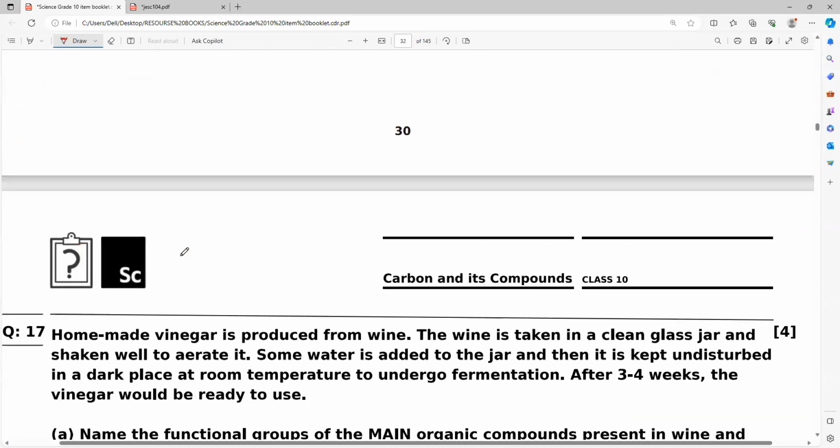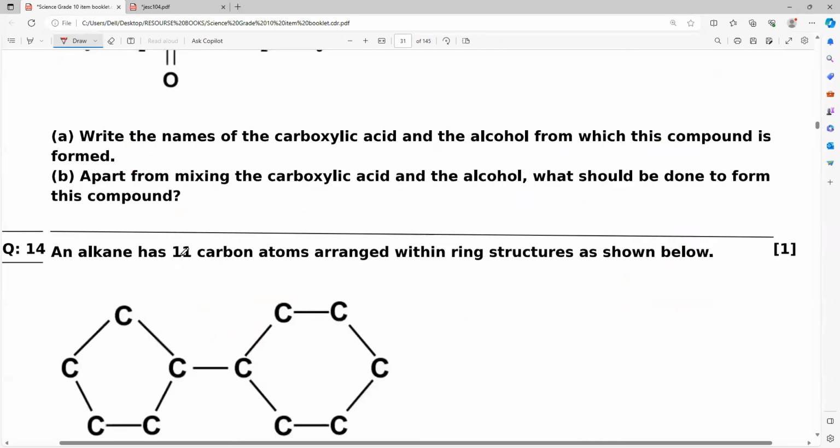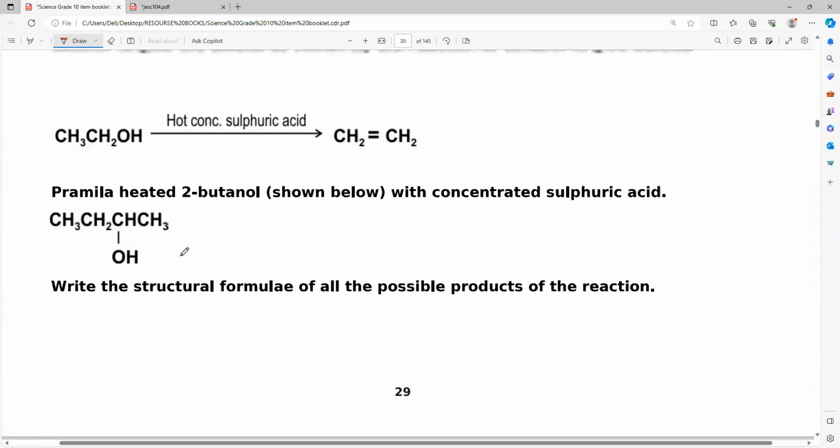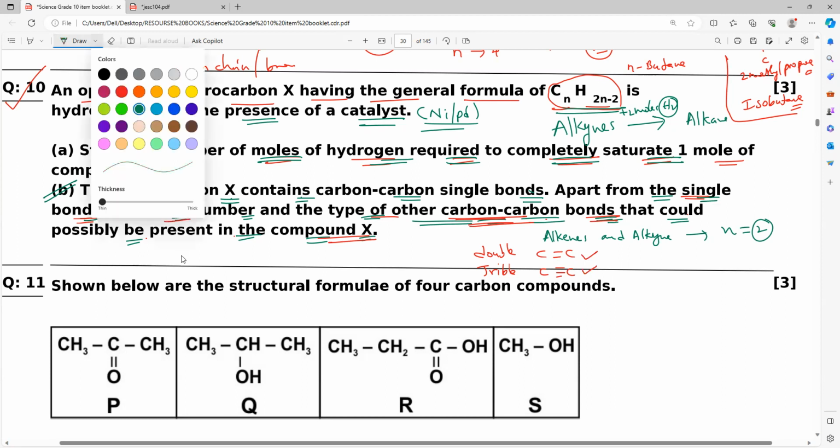See, that is the reason I'm saying how complicated it is. Suppose they ask you here, all of you remember, only possible double bonds. So what is the question? If they ask you only possible double bonds, then apart from the single bonds, state the number and type of other carbon-carbon bonds that could possibly be present in the compound X. So other carbon-carbon bonds means we have a carbon-carbon double bond and a carbon-carbon what, everybody? Carbon-carbon triple bond.